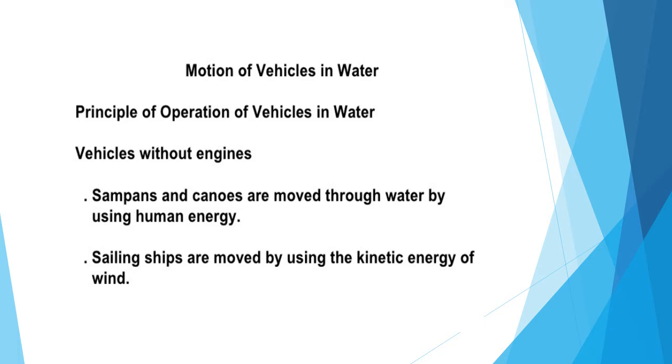Okay, motion of vehicle in water. Principle of operation of vehicle in water. So we have two types of vehicle in water: vehicle with the engine and vehicle without engine. So now we just look at the surface of the vehicle without engine. For example, sampan and canoe are moving through water by using human energy. Sailing ships are moving by using the kinetic energy of wind.